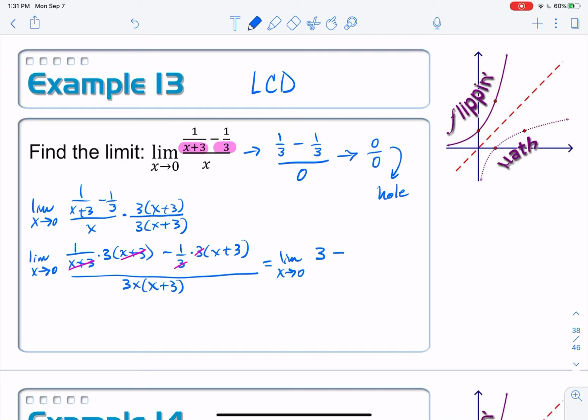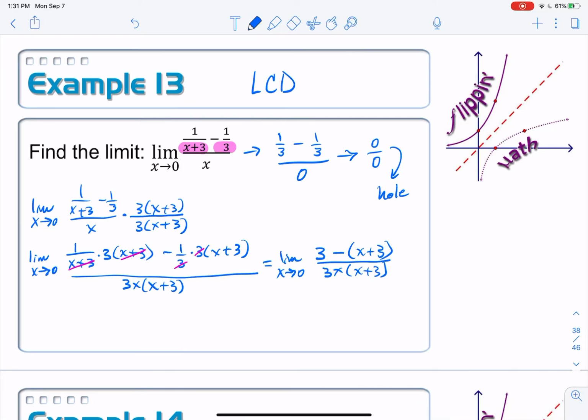Minus, and then on the second one, the 3's cancel, it's just -1 times this. So I'll have to distribute that out. You're welcome to make that one step and distribute as you go. Or if you're feeling some pressure, you can do it in a couple of different steps, but you just have to do it quickly. Bring down the bottom.